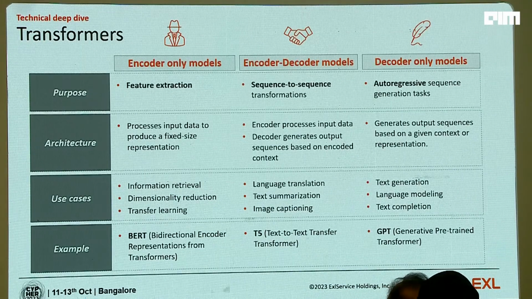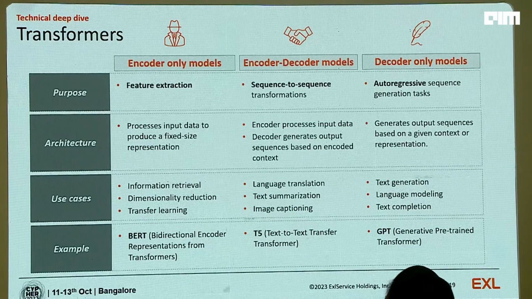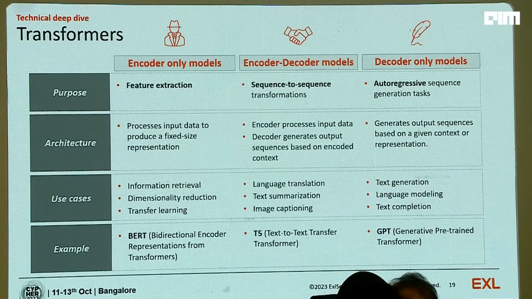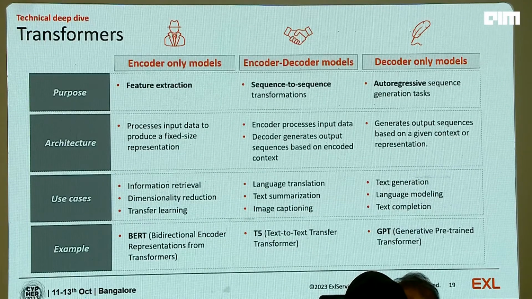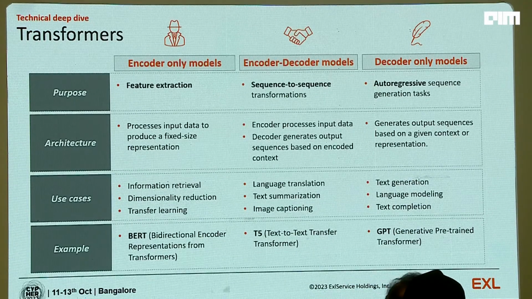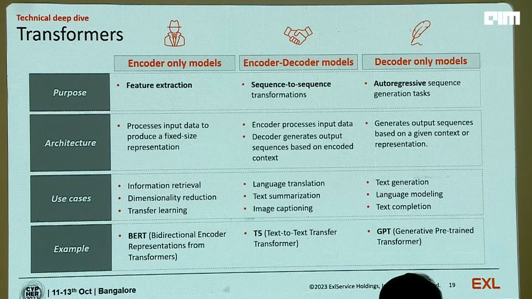The decoder-only models, which are very popular these days, all GPT models are decoder models. They work on the auto-regressive methodology, right? So basically, they learn from their own errors. They just need some information to predict for the future.